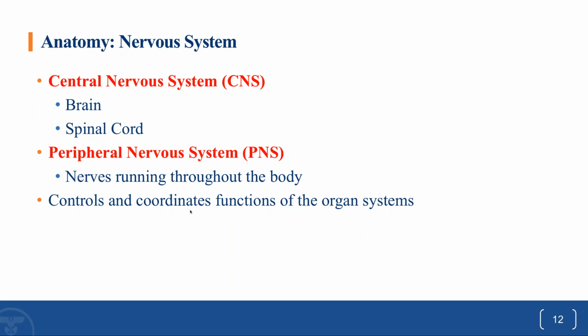So this is on slide 12, the nervous system. The central nervous system consists of the brain and the spinal cord. And the peripheral nervous system are exactly that, the nerves running through the body, and it coordinates our function of all the organs. So you need to know, usually they'll ask, what are two parts of the CNS? And you'll say brain and spinal cord.